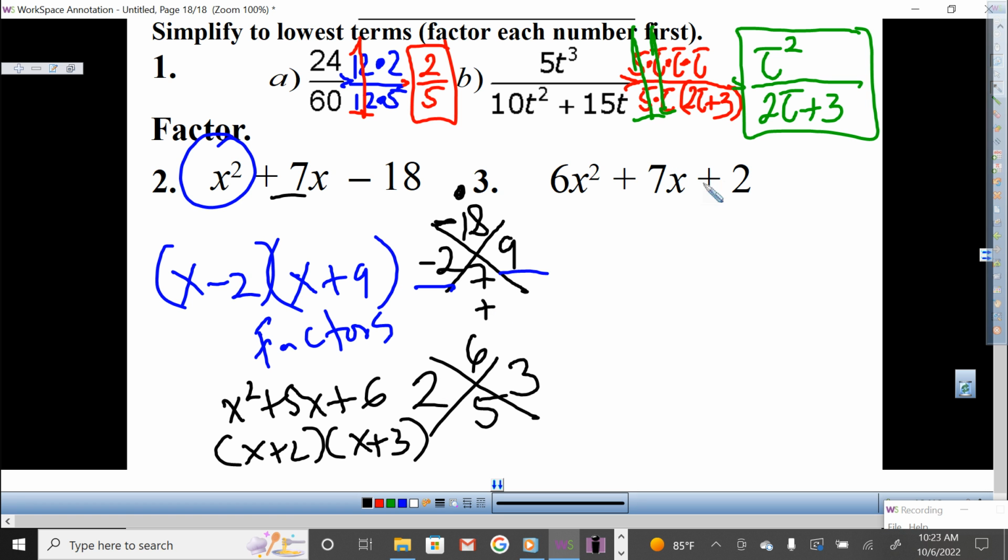Let's go with this one. What goes on top? Well, 6 times 2 is 12. What goes underneath? 7. What two numbers multiply to give me 12 that when you add them give us 7? 3 and 4. All right. So writing utensils down, let me show you the shortcut for this one.